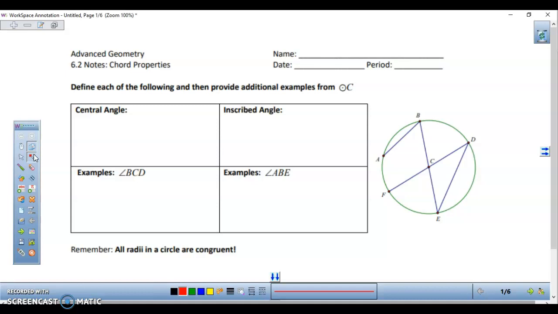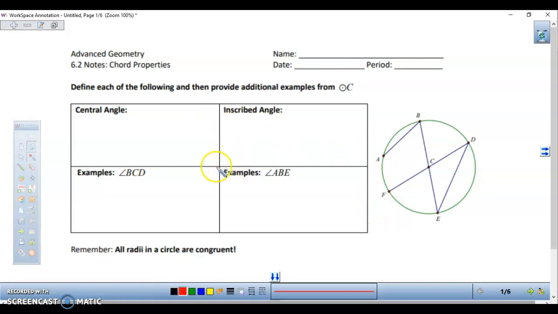Today we're going to talk specifically about chords. Before we get into that, though, let me remind you of the definition of a chord. Just remember, a chord is any segment whose endpoints are on the circle. So, for instance, segment AB is a chord, segment FD, segment DE, segment BE, those are all chords. All the theorems today just kind of reference chords.